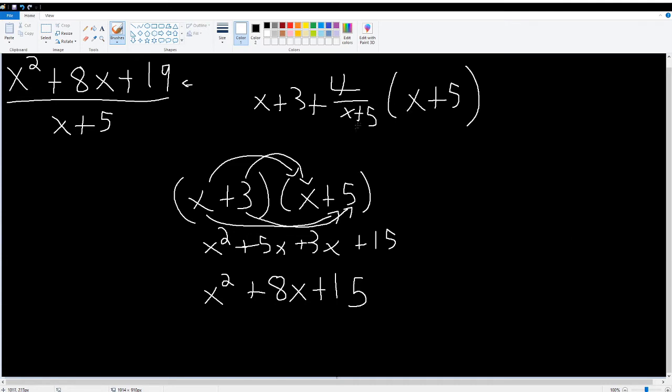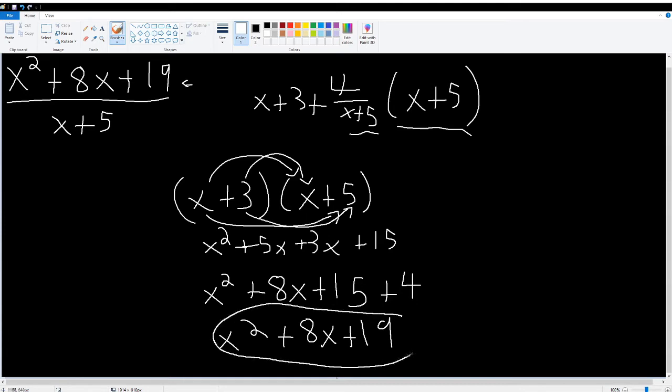Remainder was 4, so I have to multiply these two guys with this guy. And I get 4 over x plus 5 times x plus 5, which is just plus 4. And I get x squared plus 8x plus 19. And this does match the numerator of the original equation.